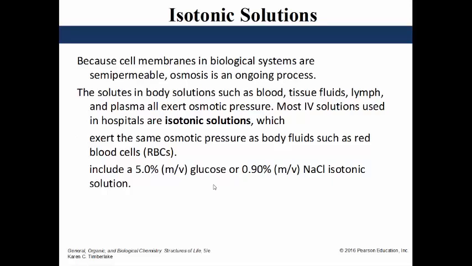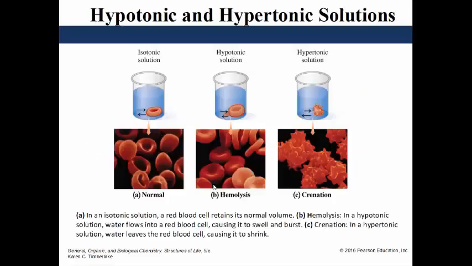So the solutes in biosolutions like blood or lymph or interstitial fluid or blood plasma all exert some type of osmotic pressure. And most IV solutions that are used in hospitals are going to be isotonic solutions. And iso means equal. Isotonic solutions exert the same osmotic pressure as the body fluids. Now solutions can either be isotonic, hypotonic, or hypertonic. And those terms reference the concentration of the solute versus the solvent. And what you want is an isotonic solution here.